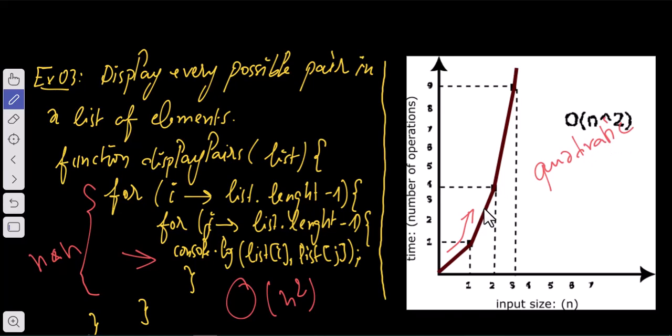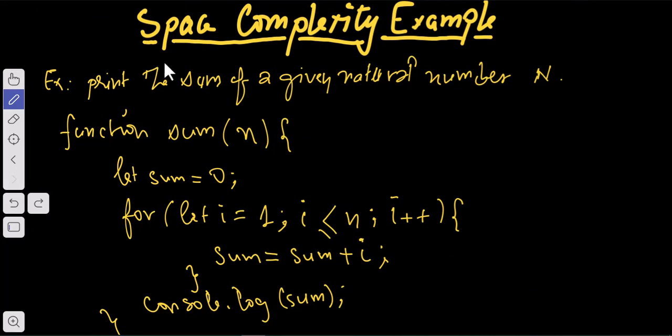Now let's have an example on how to calculate space complexity. Let's assume that in this algorithm we want to print the sum of a given natural number n. For this function we have an input n, which is going to take constant space of O of 1. Then we have a variable sum, which is an auxiliary space, and it's going to take O of 1 too, or constant space complexity.